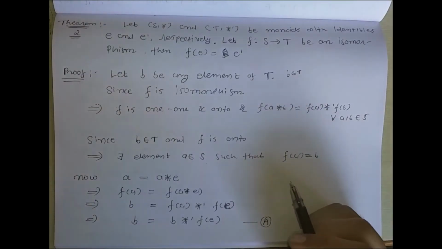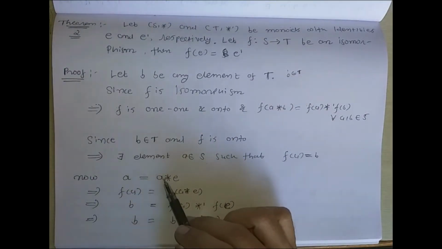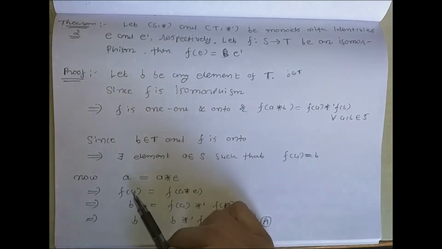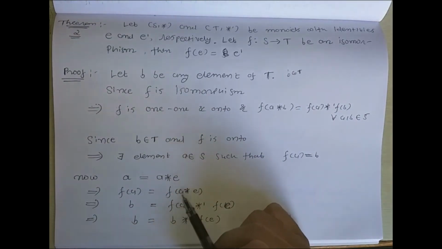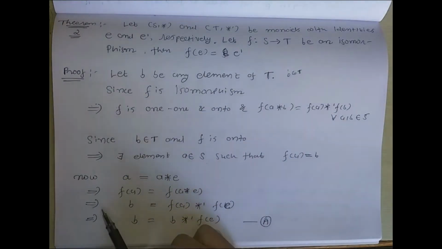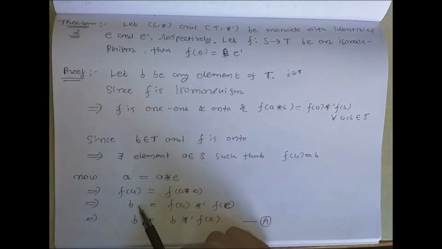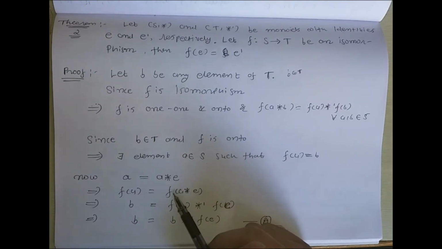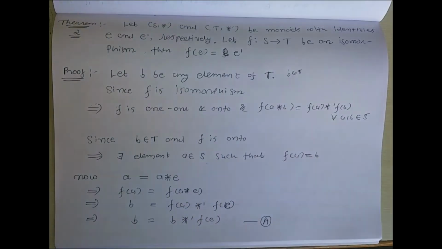Now A can be written as A star E. Apply the function F on A. So we get F of A is equal to F of A star E. This implies F of A, which is equal to B, is equal to F of A star E. Now from the definition of homomorphism, F of A star E is equal to F of A star' F of E. This implies that B is equal to B star' F of E. Call this equation number A.